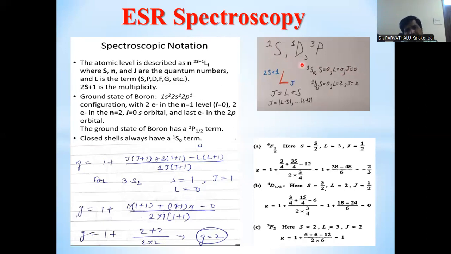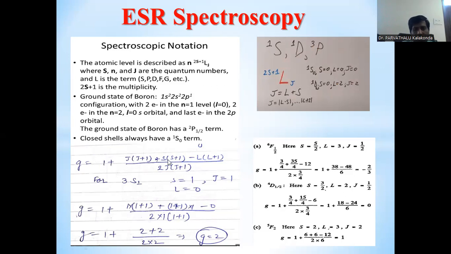For the second one, again 2S plus 1 is equal to 1, so S is equal to 0. But D is how much? The L value is 2. For the D orbital, L is equal to 2. J is what? L plus S, so again 2. So you should know how to calculate the spectral terms, and it's very, very important.